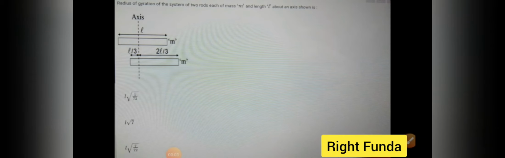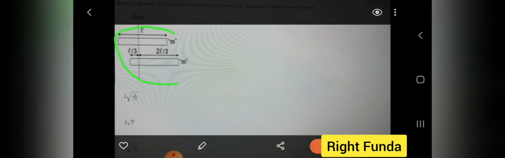There is a question based on moment of inertia. It says: find the radius of gyration of a system of two rods, each of mass m and length l, about an axis shown. So this is our two rod system. About this axis, we have to find the moment of inertia, and we'll see how to solve this question.